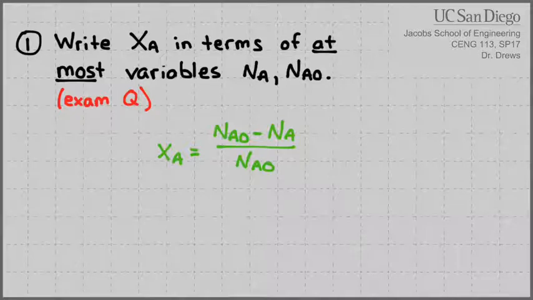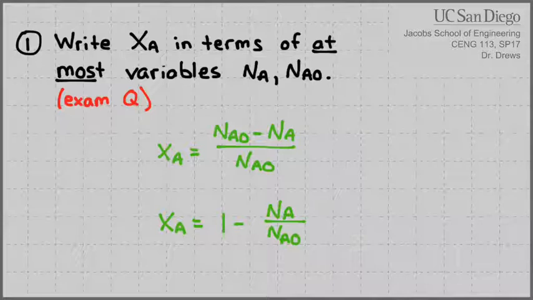Don't overthink some of these problems where I say do them in at most these variables and you wind up with a single line equation. That's entirely possible on these sorts of equations. An alternate that would also be acceptable here, remember I said it's those variables and any numbers that you think are relevant. You could also have 1 minus n sub a over n sub a naught. Right? Both of those are fine.